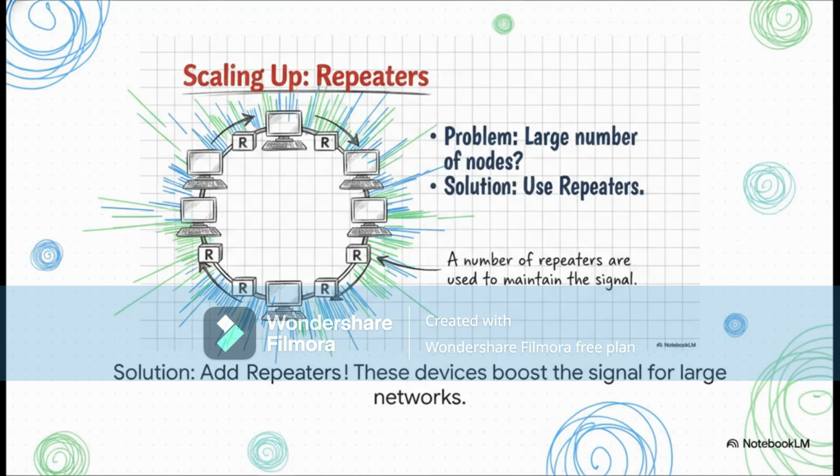The solution is this clever little device called a repeater. You place a repeater somewhere along the ring, and its job is super simple, but absolutely vital. It catches a weak signal, boosts it back up to full strength, and then sends it on its way. This makes sure the data stays crystal clear and strong, no matter how huge the network gets.